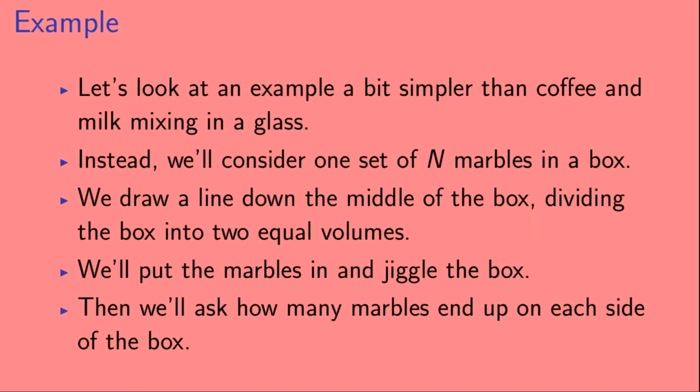Let's look at an example a bit simpler than coffee and milk mixing in a glass. Instead, we'll consider one set of n marbles in a box. We draw a line down the middle of the box, dividing the box into two equal volumes. We'll put the marbles in and jiggle the box. Then we'll ask how many marbles end up on each side of the box.